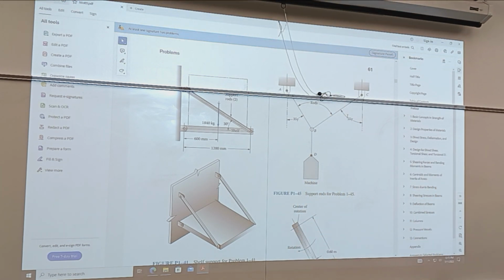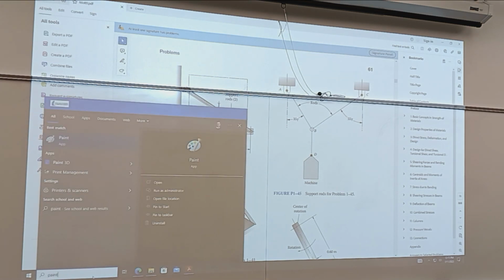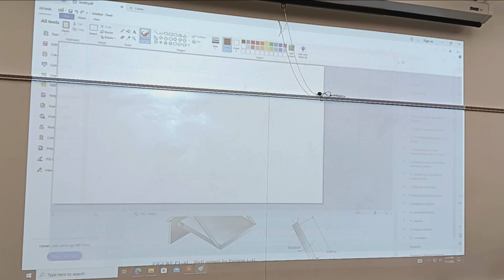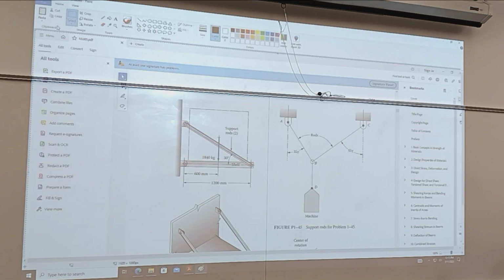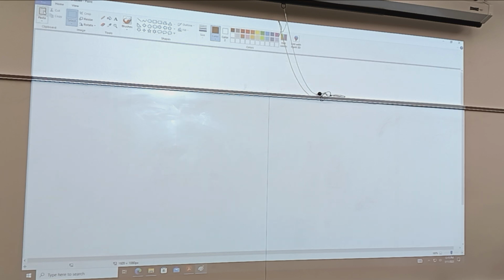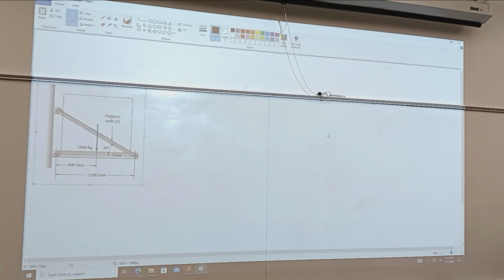print screen and go to Paint and paste, and take just this rectangular selection, copy, undo, paste, and let me put it where we can look at it, and let's solve this problem.